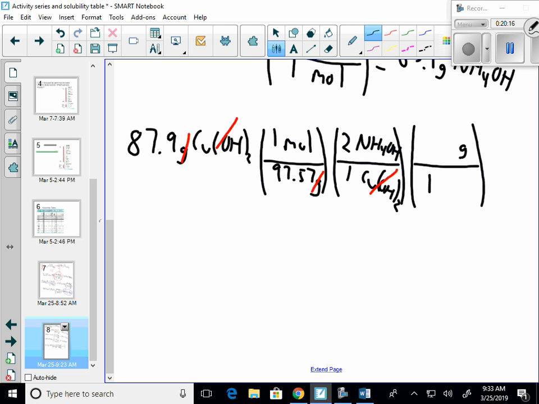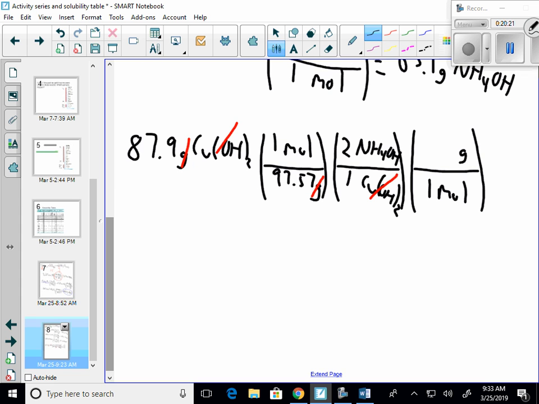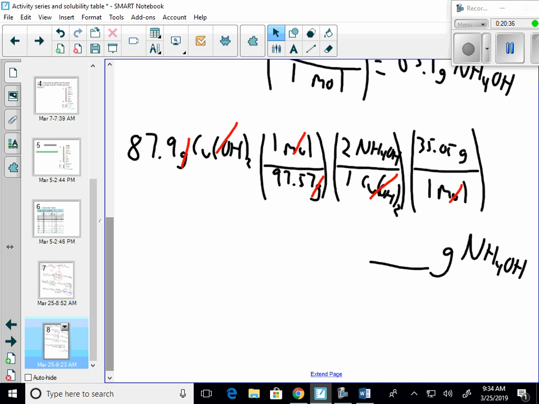So you know how many grams per mole that is? Again, that number that I had above here was 35.05. Because then moles on the top and the bottom cancel out. My final unit would be grams of ammonium hydroxide. So what I would do then is I'd take this 87.9 divided by 97.57 times 2 times 35.05. I get the exact same answer that you would, although I didn't round off in between steps, so that might actually help my accuracy a little bit.